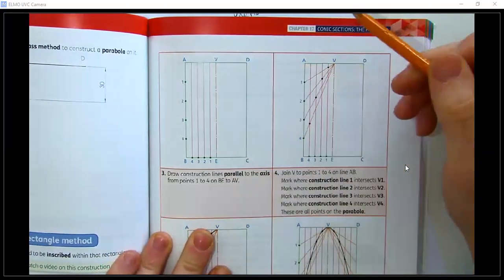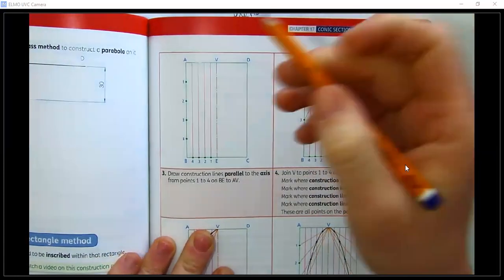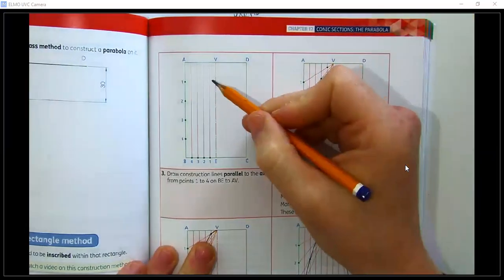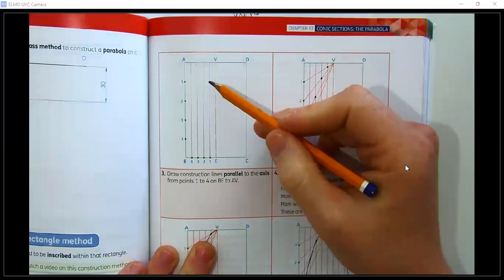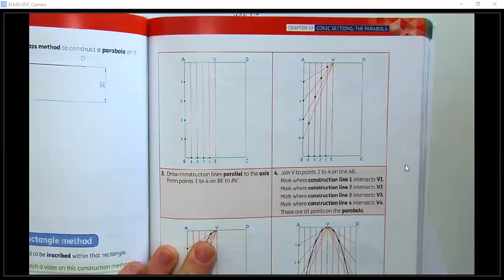When I was speaking about a running track, it's just a very easy way to remember it. You're creating a running track on the left hand side of this parabola, a running track with 1, 2, 3, 4, 5 lanes.